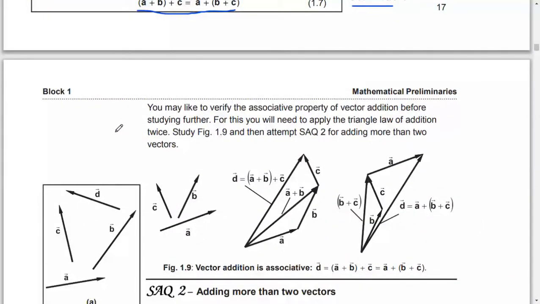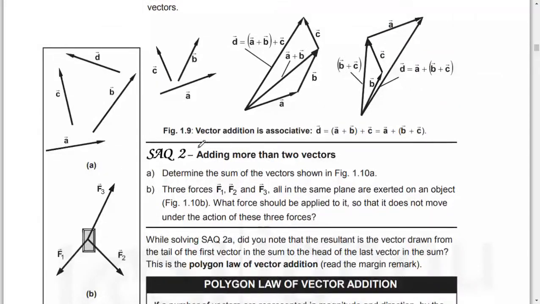You may like to verify the associative property of vector addition before studying further. For this, you will need to apply the triangle law of addition twice. Study the figure and then attempt SAQ2 for adding more than two vectors. Vector addition is associative: D vector equals (A plus B) plus C equals A plus (B plus C).